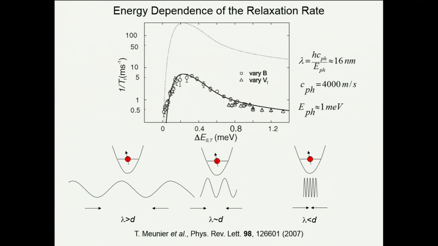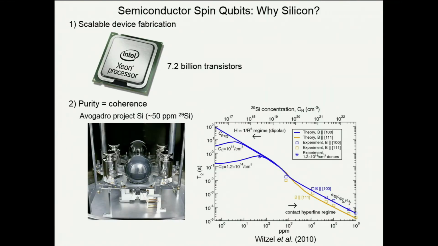Okay, so I think the main take-home message is, if you look at the physics of our system, the relaxation process is really well understood at this stage. I think there are no major open questions in terms of single spin T1 in these systems.